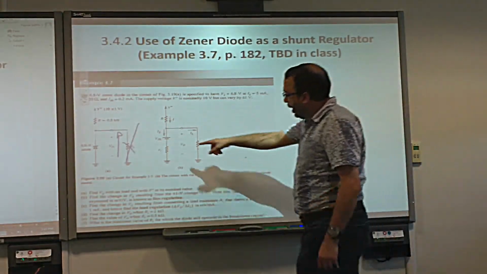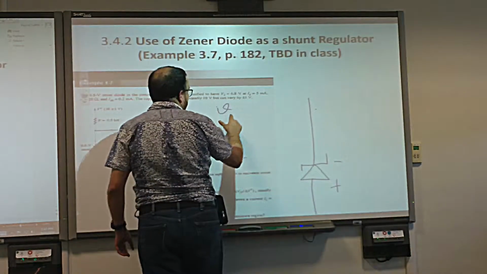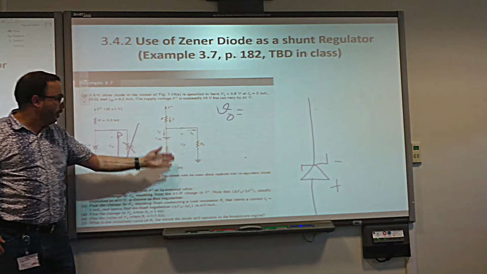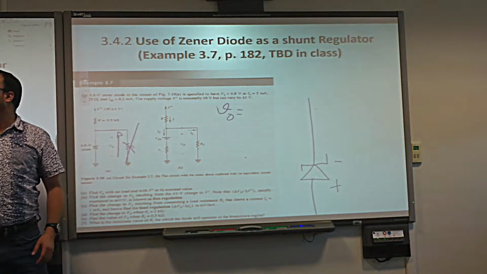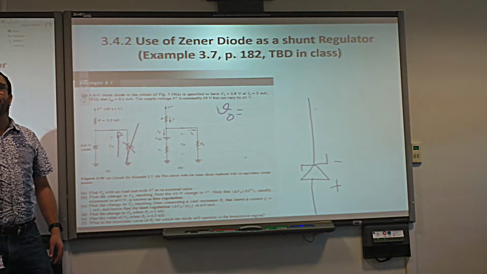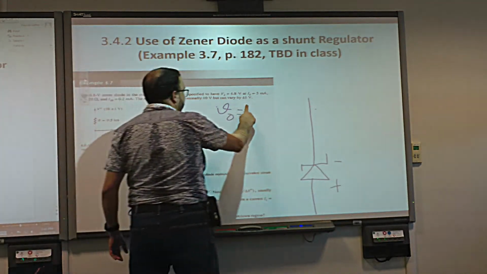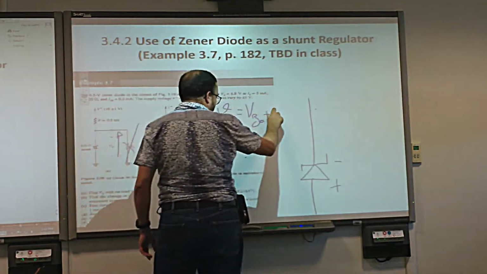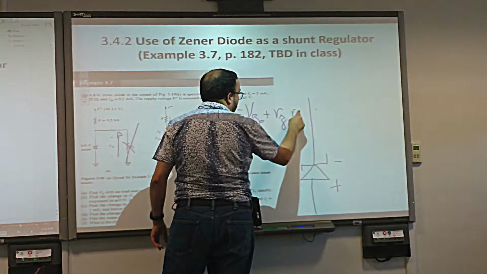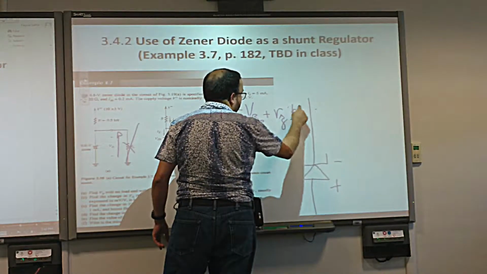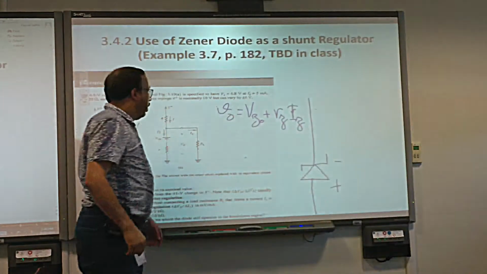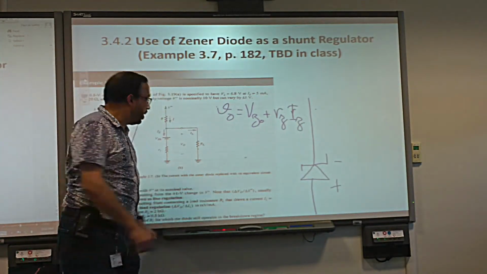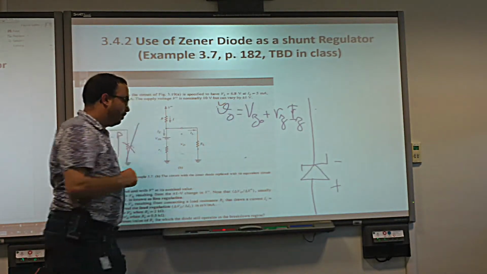So now I can write the equation for V out like this. V out is equal to what? What does the model say? From the circuit, V out is equal to what? Somebody? Yes? VZ not, plus IZ times R. Exactly. Times R IZ, right? Very good. So what are we looking for? We are looking for this one. Yes. All right.